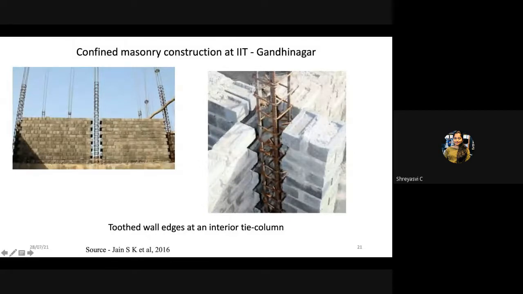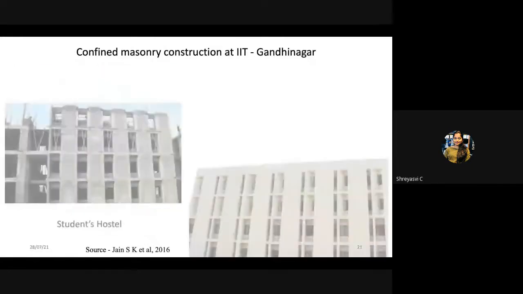concrete or reinforcement cage. Then the formwork is placed and the concrete is poured. Whenever the concrete enters this particular setup, it also enters the toothed portions, so that the column as well as the wall unit have a better bonding and they perform relatively better.